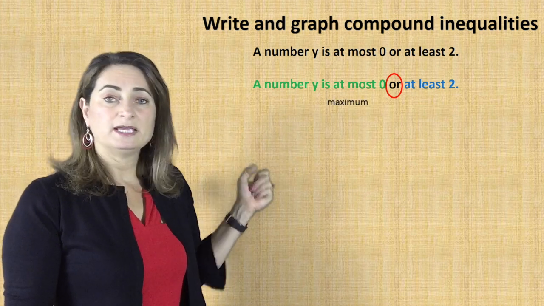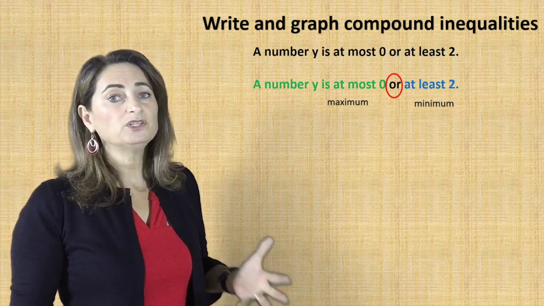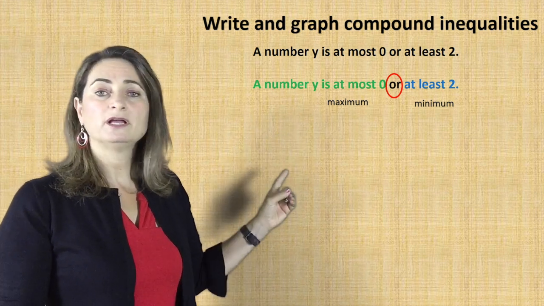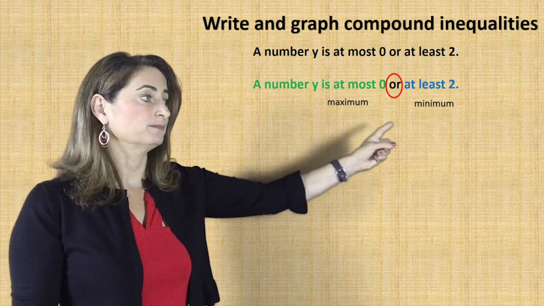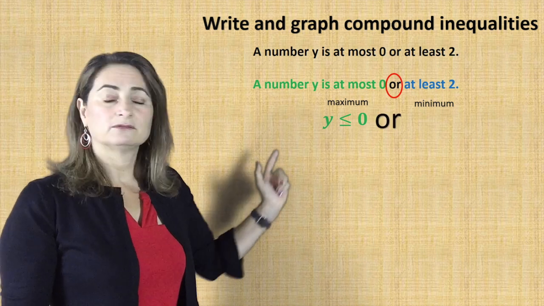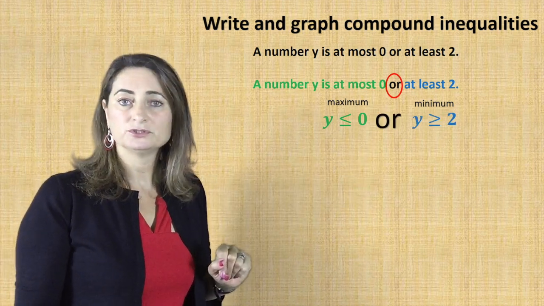At most means a maximum. At least means minimum. So I know which sign to use, or which symbol of inequality to use. If it's a maximum, then I'll use less than or equal. If it's a minimum, then it's more than or equal. So y less than or equal to 0 or y more than or equal to 2.